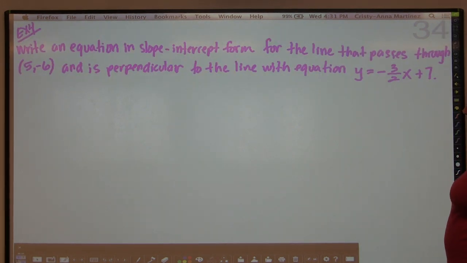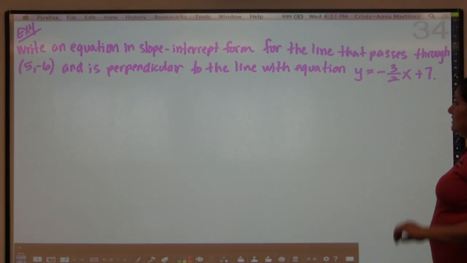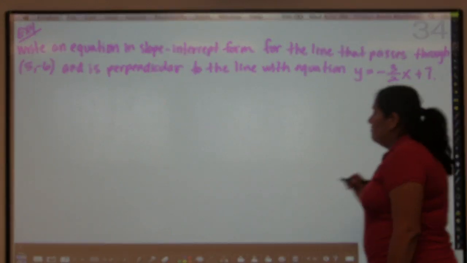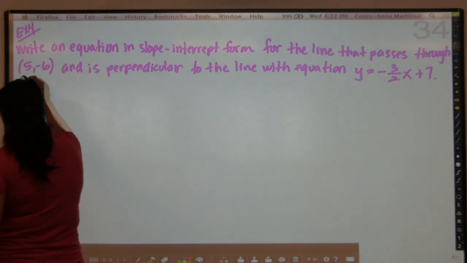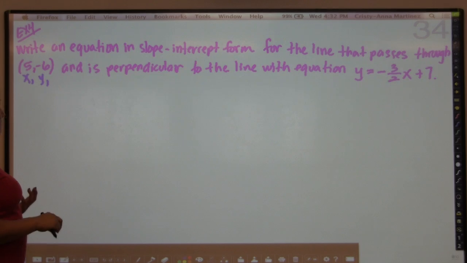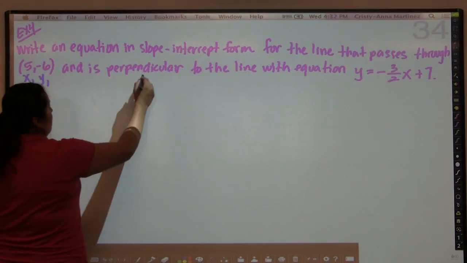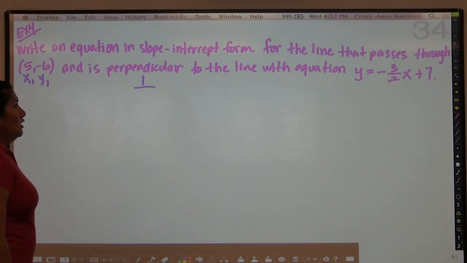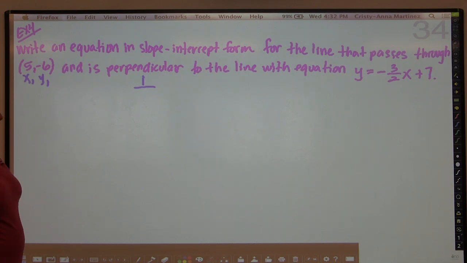So here we have our example, and it says write an equation in slope-intercept form for the line that passes through our point. They are telling us that this is x1, y1. By the way, this is not the y-intercept because the x-coordinate is not 0. And we know that it has to be perpendicular to the line with the equation y equals -3/2 x plus 7. Now let me just tell you briefly here what's happening.